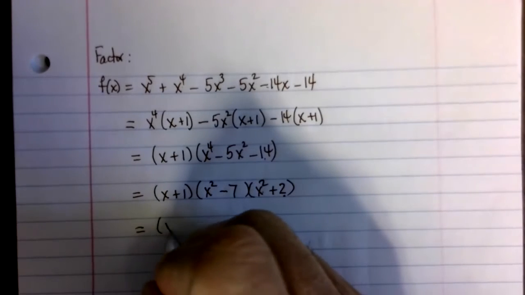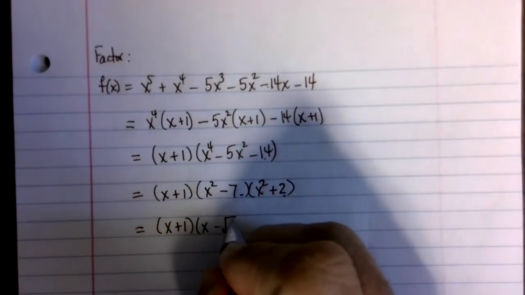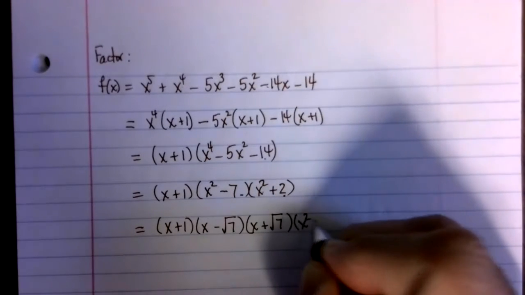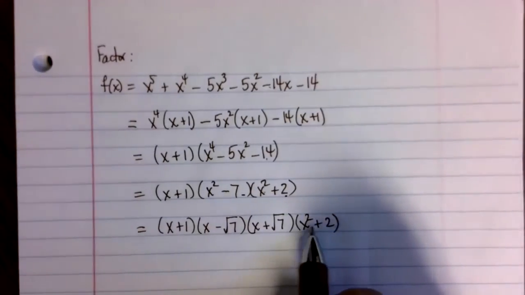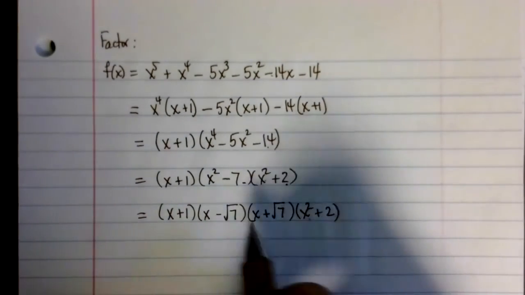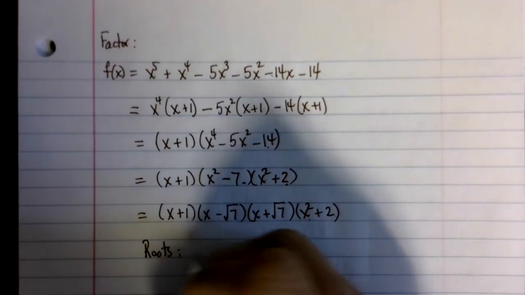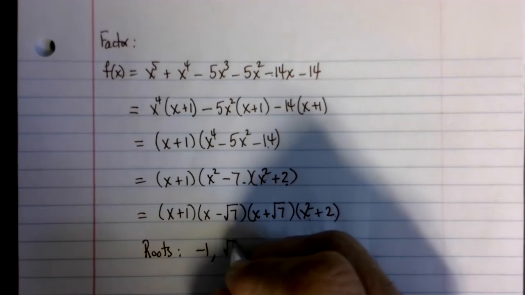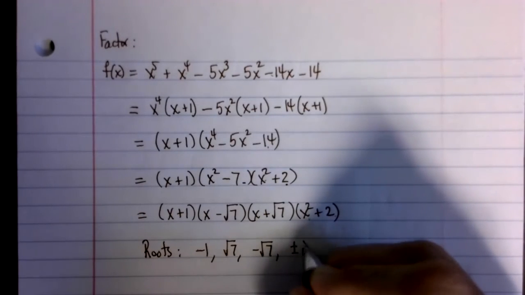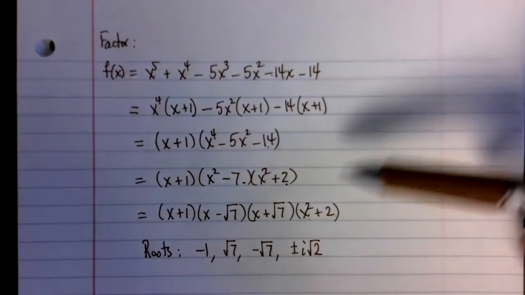Okay, now to factor this over the real numbers, this is actually the difference of two squares, and I can write that as x minus square root of 7, x plus square root of 7, and then x squared plus 2. This factors over the complex numbers, but for the purposes of this problem, we're just going to factor over the real numbers. And so this is our factorization, and so I can read off the roots are going to be -1, plus square root of 7, negative square root of 7, and the roots of this will be plus or minus i times square root of 2 by looking at it, or else if necessary using the quadratic formula.